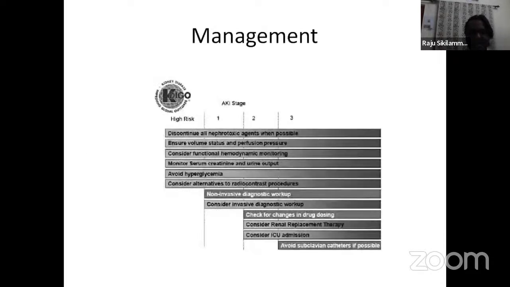Then we come to the management. Management has stages, which include discontinuation of nephrotoxic agents when possible, ensuring volume status and perfusion pressure, considering functional hemodynamic monitoring, and monitoring serum creatinine and urine output, avoiding hyperglycemia, non-invasive diagnostic workup, considering invasive diagnostic workup, checking for changes in drug dosing, considering renal replacement as required, and considering ICU admission, avoiding subclinical catheter.